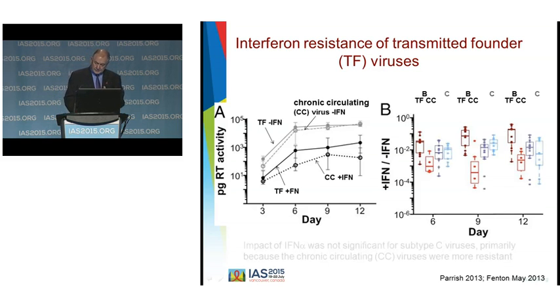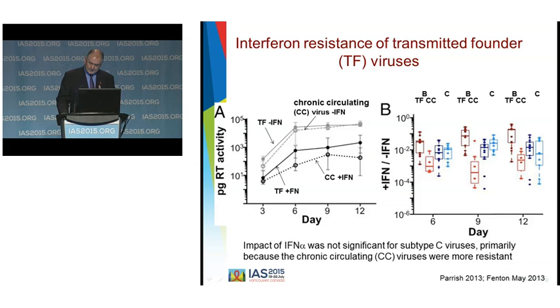But this was really not the case for subtype C. In the case of subtype C, you can see that the transmitted founder and chronic circulating viruses were very similar. And because in the paper by Fenton-May, it was shown that viruses replicated in the presence of interferon better as transmitted founders, but 6 months later had a much greater sensitivity to interferon, the initial attribution was that maybe there was a difference in the chronic circulating viruses rather than the transmitted founders themselves. And in fact, if you look at this graph, you can see that the main difference is in the sensitivity of the circulating viruses.